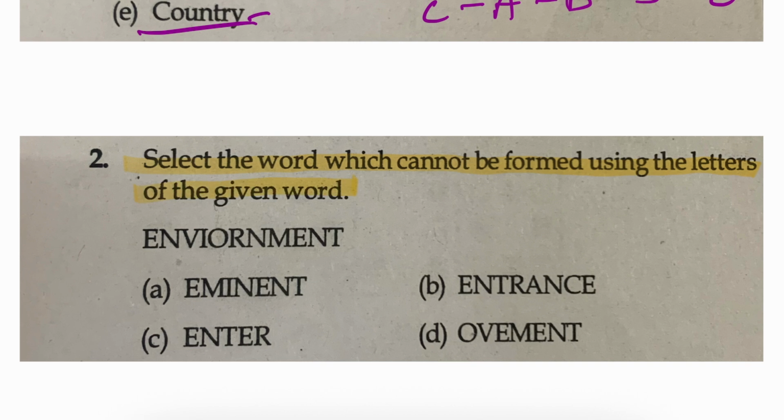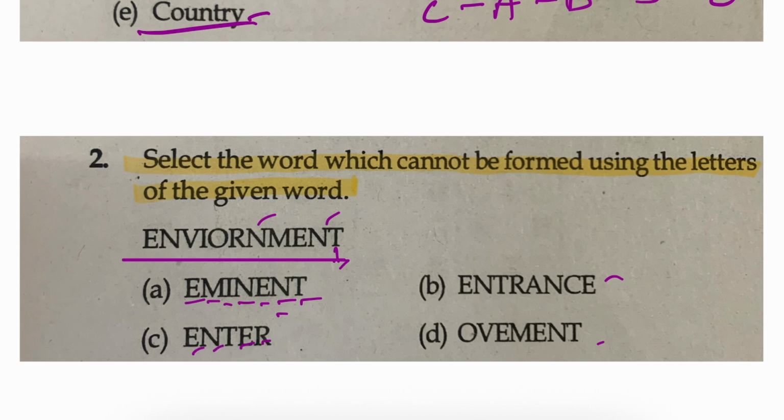First you need to check the word environment. We'll check whether every letter is present in the word they have given. E is present, M is present, I is present, N is present, E is present, N is present, T is present. So we have 2 N's, so it is present there. Now we'll check option C. E is present, N is present, T is present, E is also present. So every letter is present.